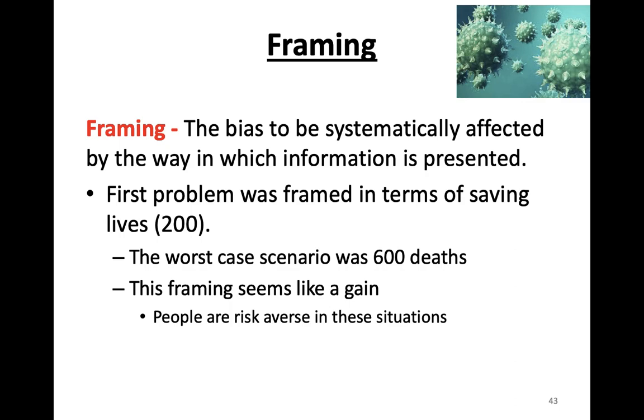So what a framing effect refers to is the bias to be systematically affected by the way in which information is presented. So the first problem was framed in terms of saving lives, saving 200 lives. The worst case scenario is that everyone dies. There's 600 deaths. Framing the problem in this way, it seems like a gain. Okay? Saving 200 people seems like a gain.